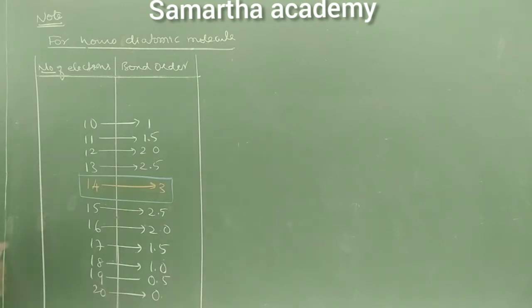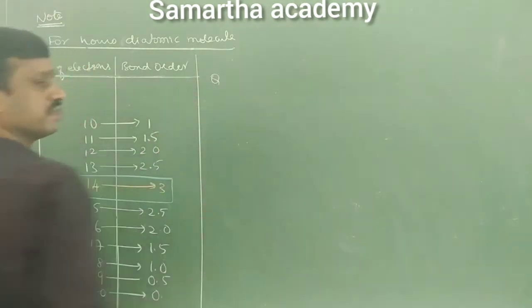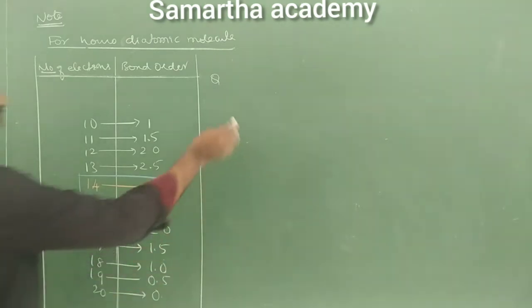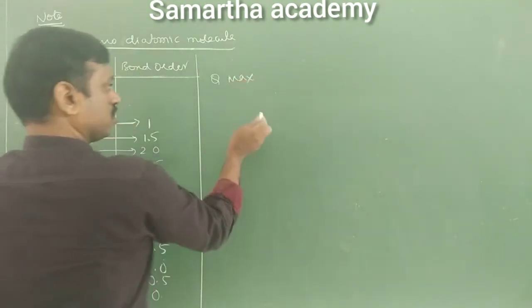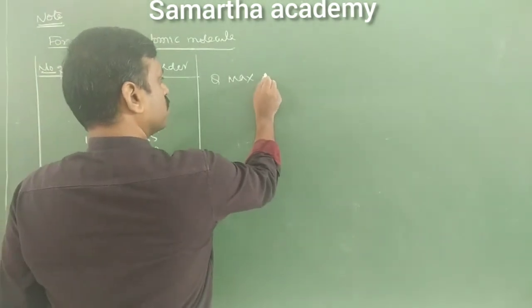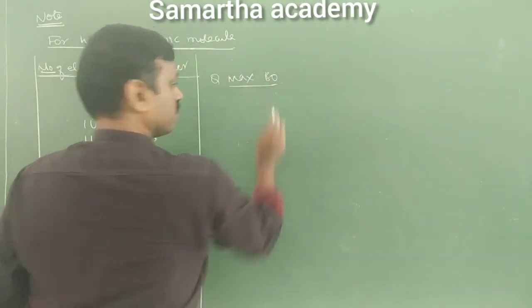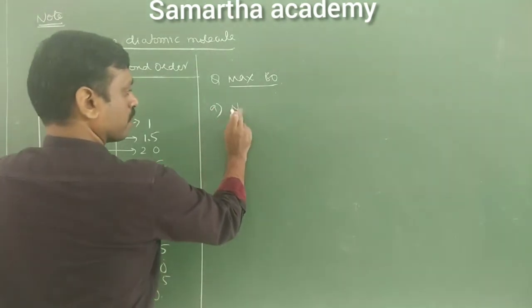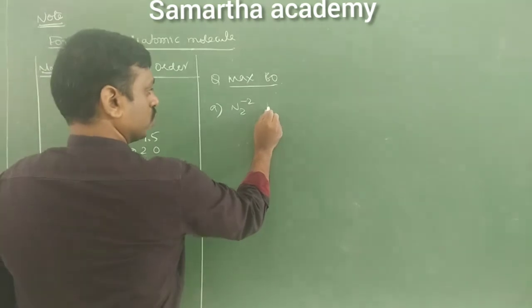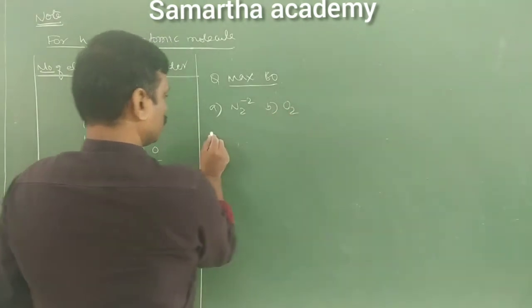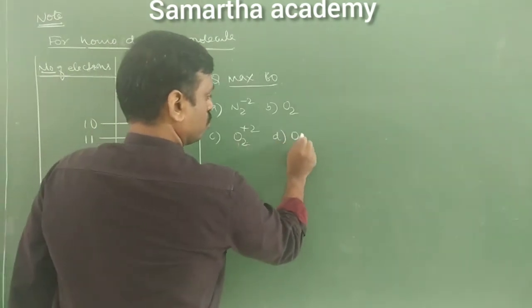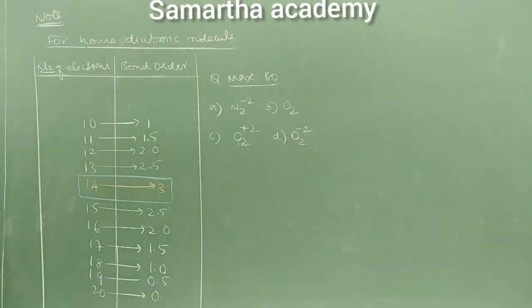Okay, now the question is this, write it down first. Which of the following has maximum bond order? A, N2 minus 2; B, O2; C, O2 plus 2; D, O2 minus 2. Which one has maximum bond order?